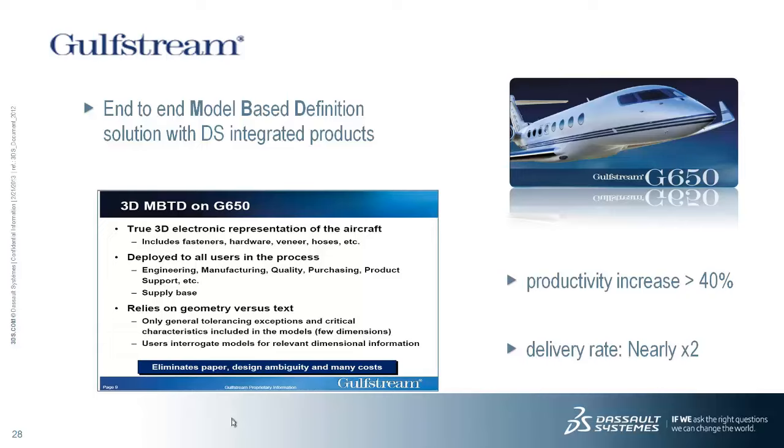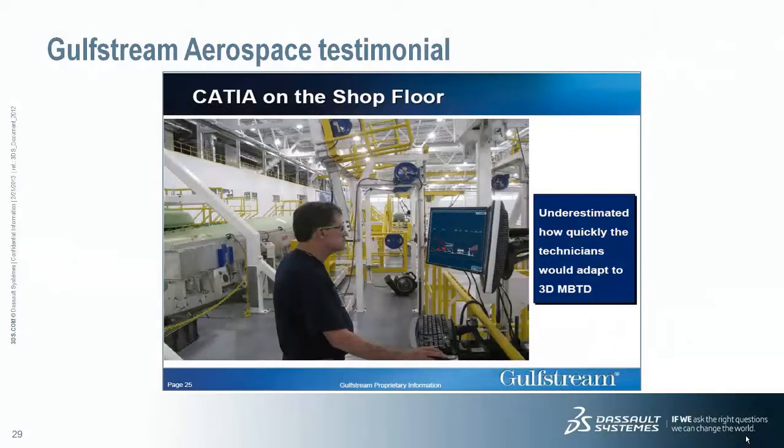Often regulatory bodies can be conservative, but Gulfstream worked with the Federal Aviation Administration to gain their approval of this approach. So Gulfstream have seen a productivity improvement in some areas of over 40% and have nearly doubled the delivery rate of aircraft while maintaining constant cost. And here's an interesting comment from the customer. They were originally concerned about the downstream acceptance of the 3D approach, and they were pleasantly surprised to find that technicians adapted to 3D Master much more quickly than they expected.